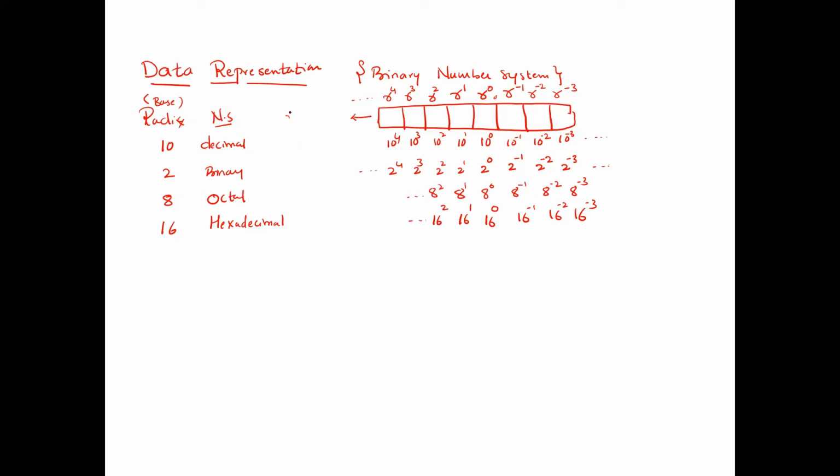So how many digits do we have? The digits lie between 0 and 9 for decimal. For binary, the digits are 0 and 1. For octal, the digits are between 0 and 7. And for hexadecimal, it is 0 to 9 and A to F. So these are the digits we are supposed to put in each number system.